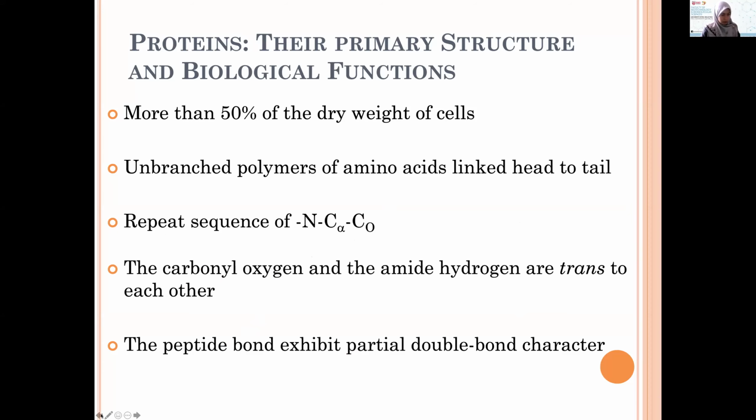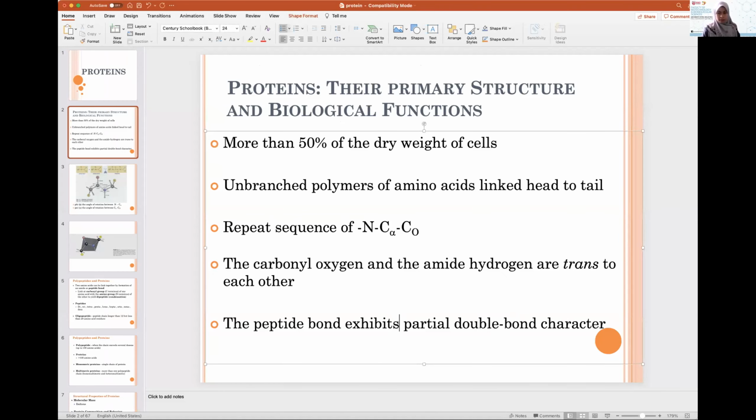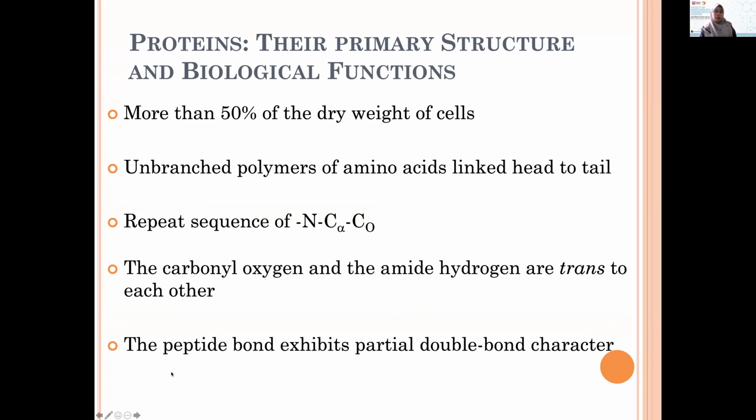The peptide bond exhibits partial double bond character. In your oligopeptide structure, you have the N terminal to the C terminal, and you have the double bond C=O. When the carboxyl group combines with the amino group, it can form a peptide bond. So the peptide bond characteristic is almost similar to double bond character.